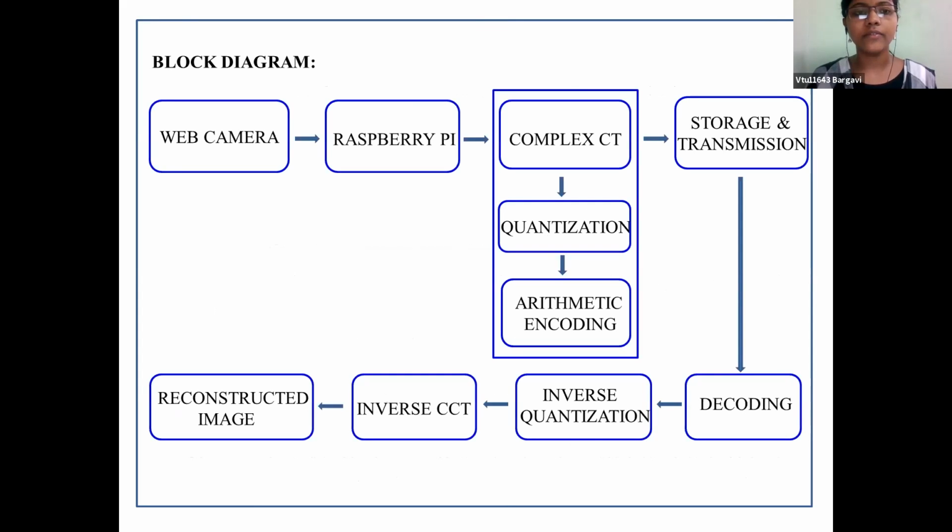Here is the block diagram. Firstly, the web camera captures the image, then it sends it to the Raspberry Pi as the input image. Then in the Raspberry Pi, image compression takes place with the help of quantization and arithmetic encoding. Finally, it is sent to the storage and transmission block where you can store or transmit the image. Then at the receiver end, decoding takes place, and inverse quantization and inverse CCT take place in order to reconstruct the image.